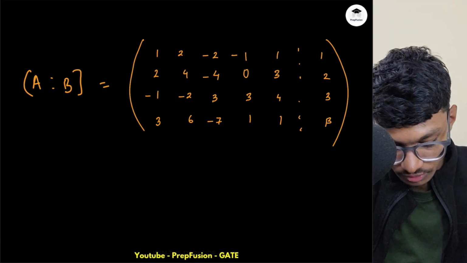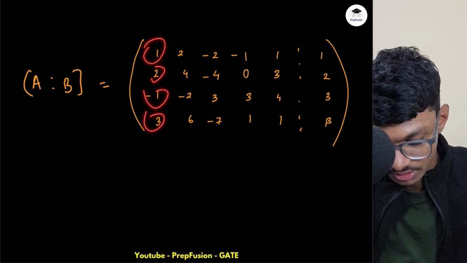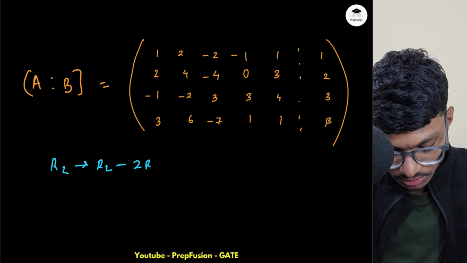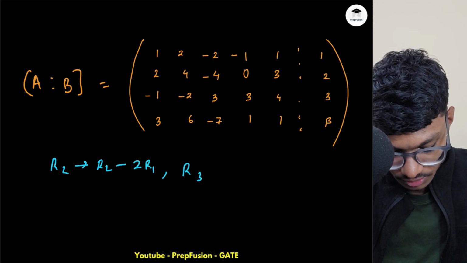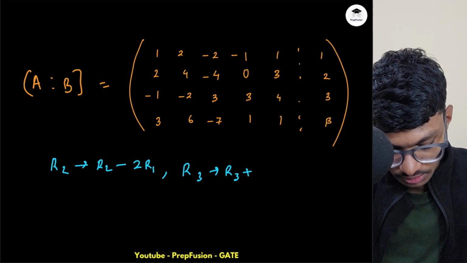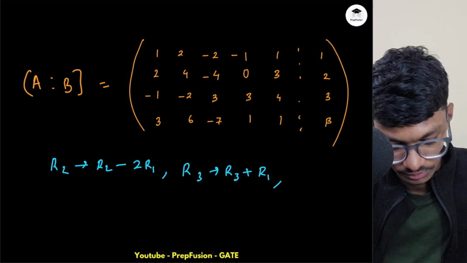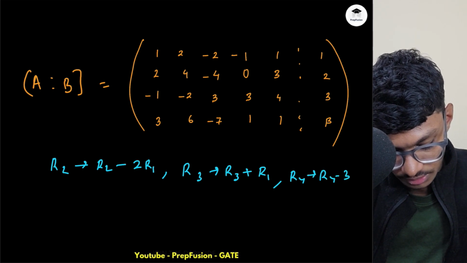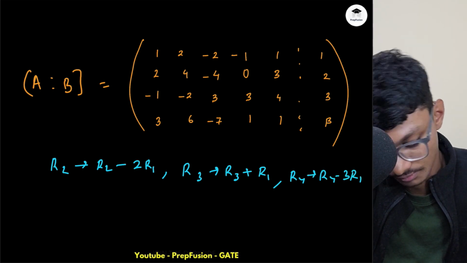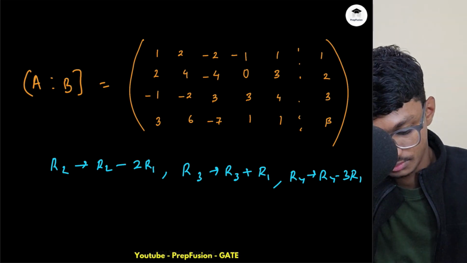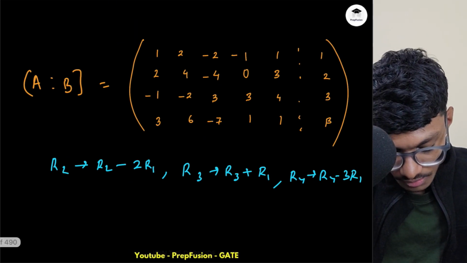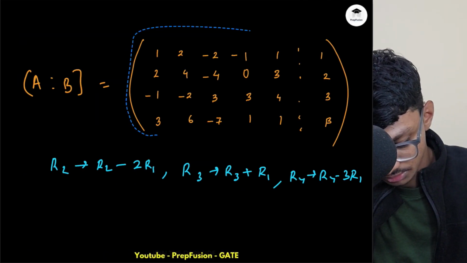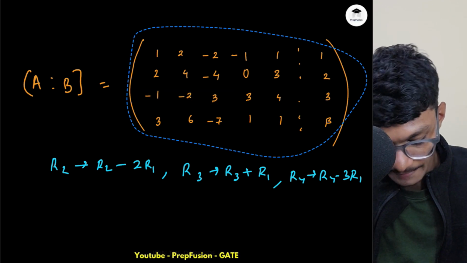For converting into row echelon, I can see this is 1, so I will try to make all of this 0. What will I change? I will change row 2 to row 2 minus 2 row 1. I will change row 3 to row 3 plus row 1. I will change row 4 to row 4 minus 3 row 1. So this is the case. Let's write the converted versions. Everything will actually change over here.